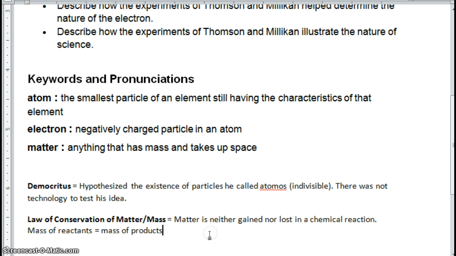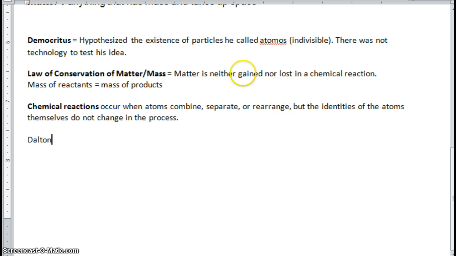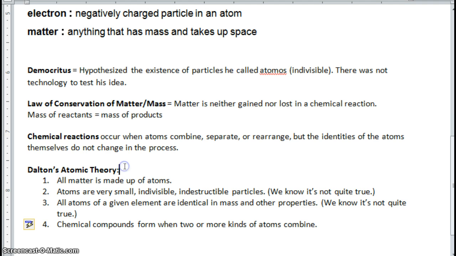Let's go ahead and just add that to our notes. So the notes in this lesson are going to be some vocabulary terms and then, of course, some of the scientists that you need to know as well. And so the next scientist that we're going to add to our list is Dalton. All right, so I just added Dalton's atomic theory and I added the 4 points. And after points 2 and 3, I said we know it's not quite true. So it was a great starting point, but we know more specifications right now. But 1 and 4 are still good.